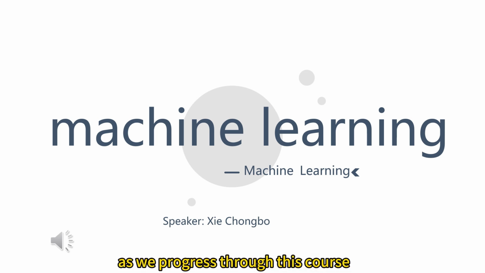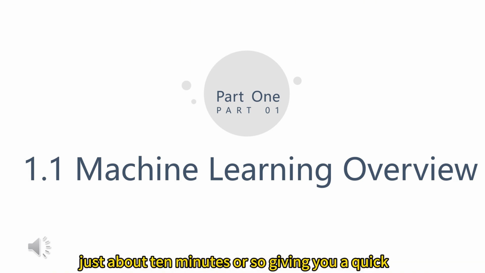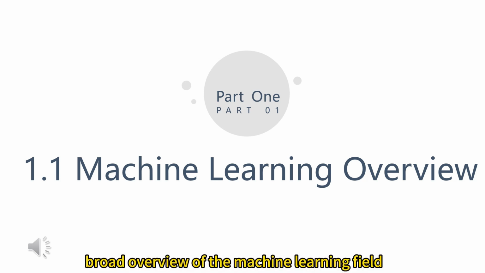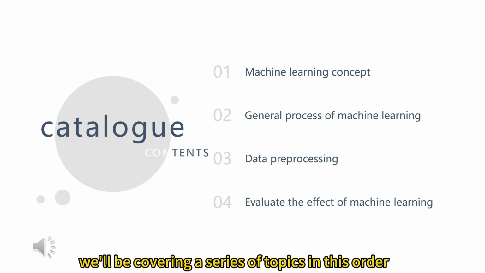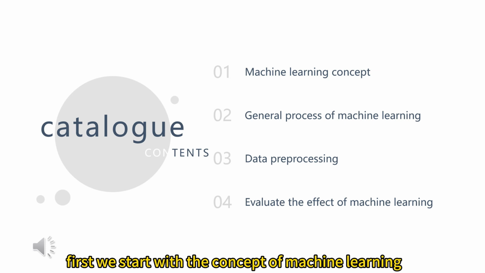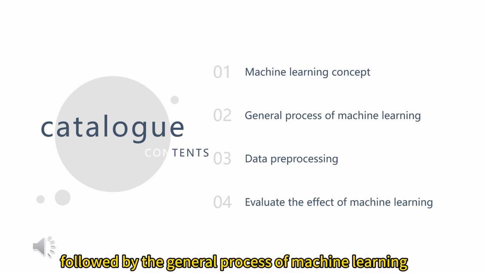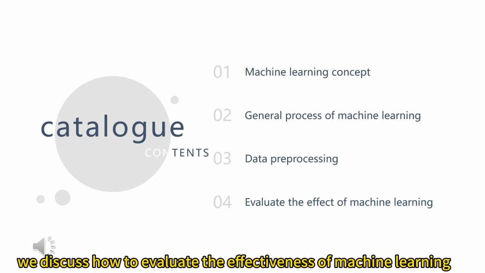As we progress through this course, we're going to spend just about 10 minutes or so giving you a quick, broad overview of the machine learning field. We'll be covering a series of topics in this order. First, we start with the concept of machine learning, followed by the general process of machine learning. Then we move on to data pre-processing, and finally, we discuss how to evaluate the effectiveness of machine learning.